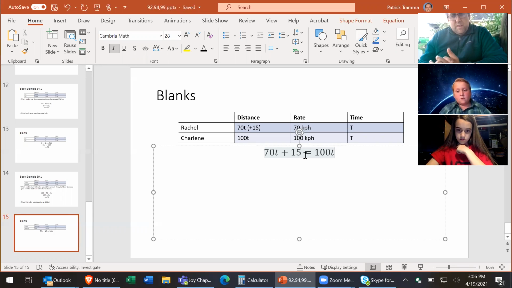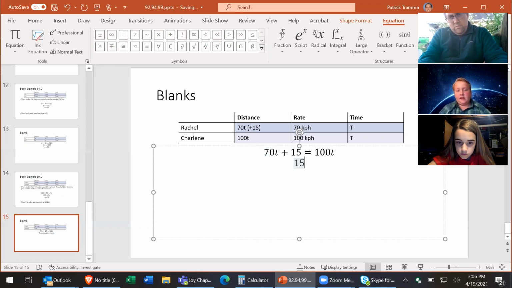Then how would we solve this? Subtract 70t from both sides. Yep, you get 15 equals 30t. Then what? And then you just get t equals 2. Nope. How do you isolate t? What's happening to t?